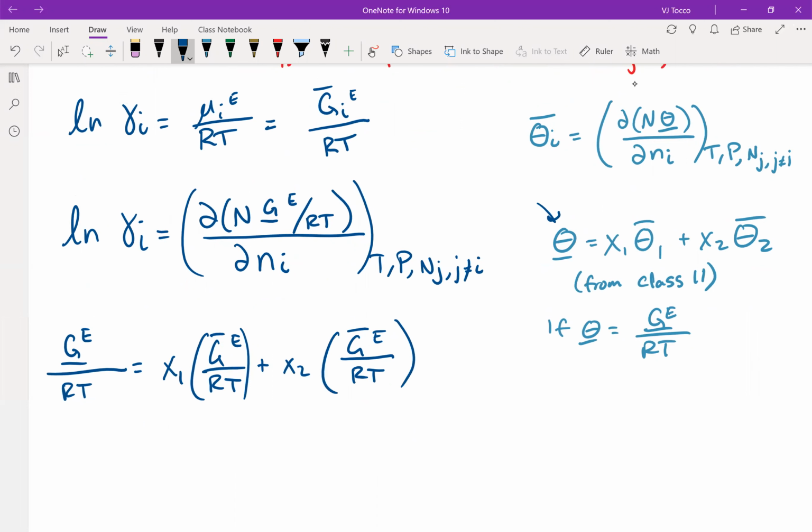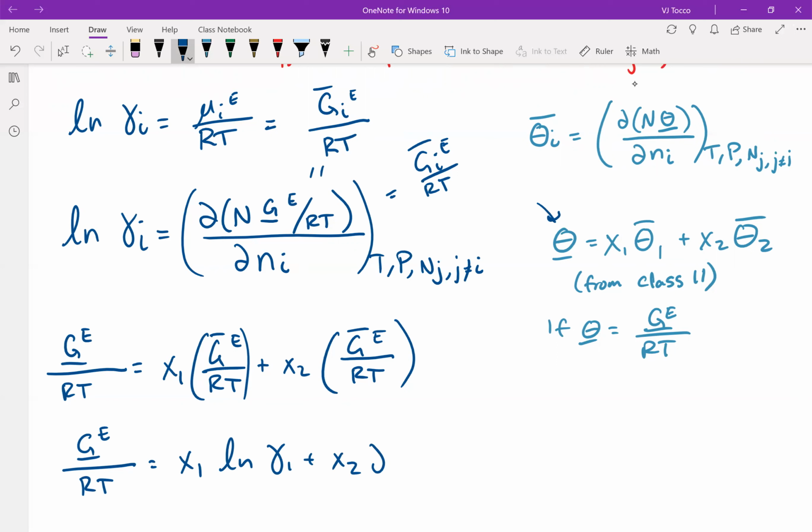ln of gamma is equal to partial molar excess Gibbs free energy, right? So we got here by saying that these two things were equal. I can substitute in these terms for an ln of gamma. So I can say that excess molar Gibbs free energy divided by RT is equal to x1 ln of gamma 1 plus x2 ln of gamma 2.